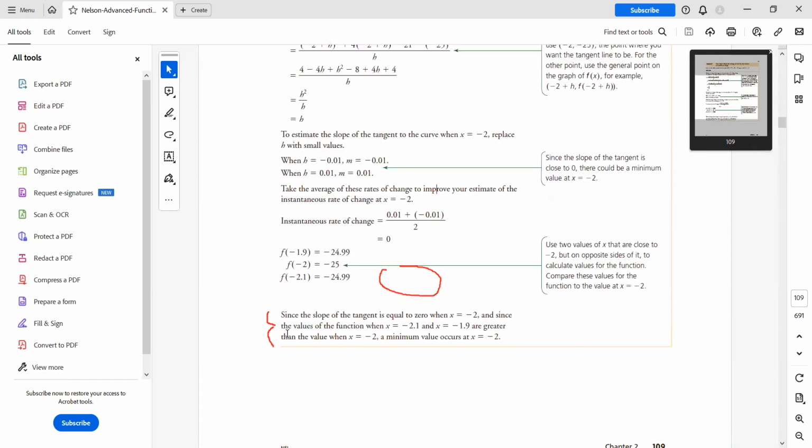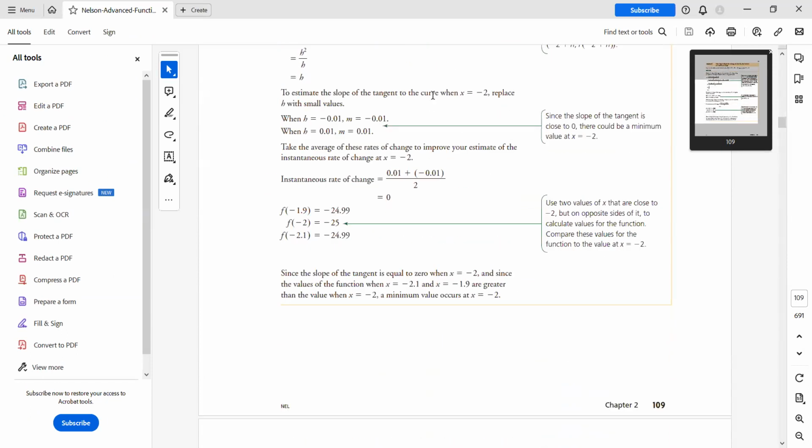Since the slope of the tangent equals 0 when x equals negative 2, and since the values of the function when x equals negative 2.1 and x equals negative 1.9 are greater than the value when x equals negative 2, a minimum value occurs at x negative 2. Remember, x negative 2 is the line of symmetry for our parabola, so equal steps to the left and right should give us the same result for the average rate of change by modulus, but different in their sign, because here we're going to have a negative slope and here we're going to have a positive one.